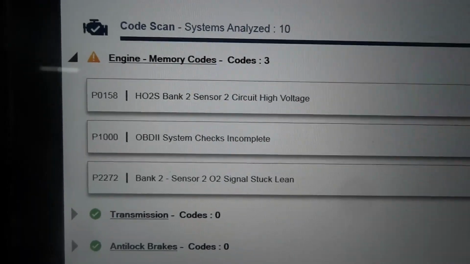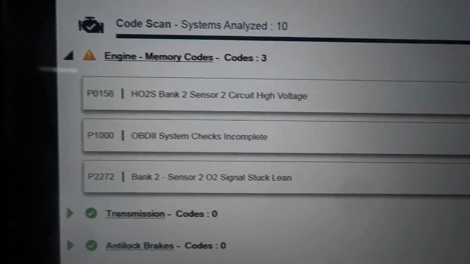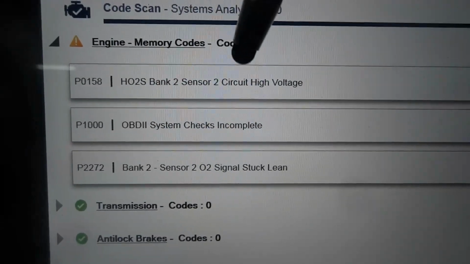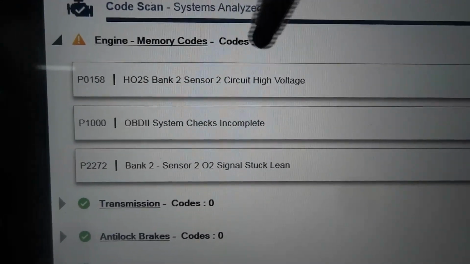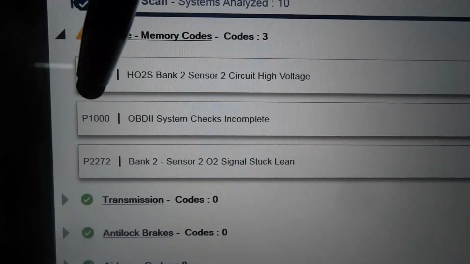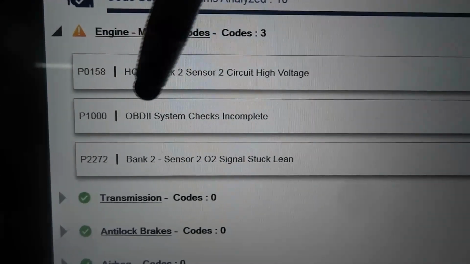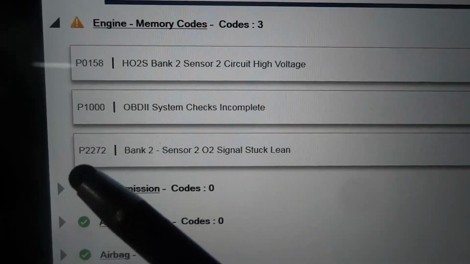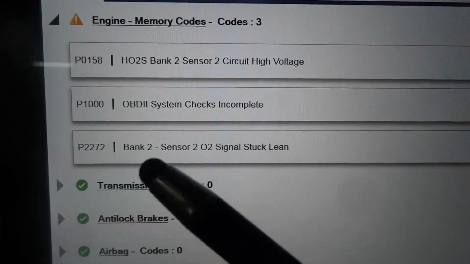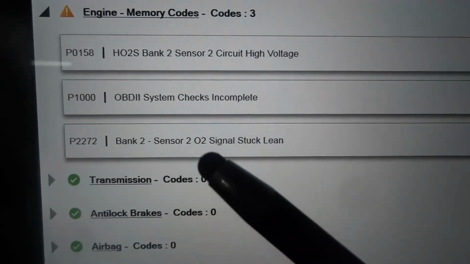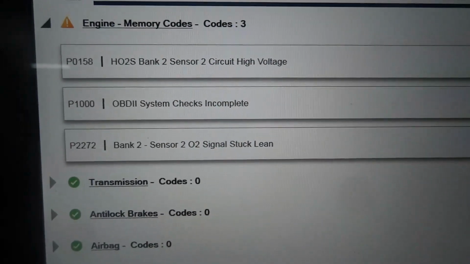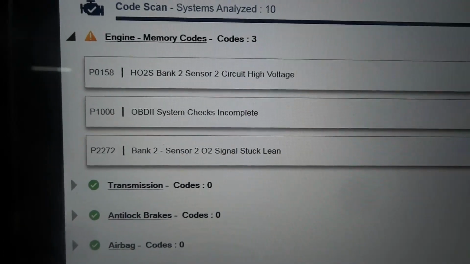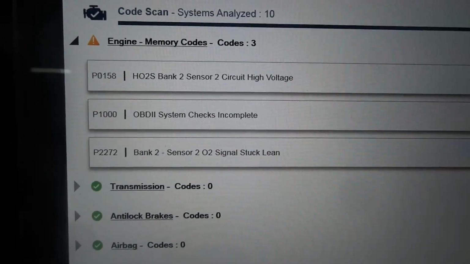The first trouble code is P0158 and it says O2 sensor bank 2 sensor 2 circuit high voltage. And then the second one is P1000 OBD2 system checks incomplete. And then the last one is P2272 bank 2 sensor 2 O2 signal stuck lean. So it looks like we have a problem with the second O2 sensor on bank 2.